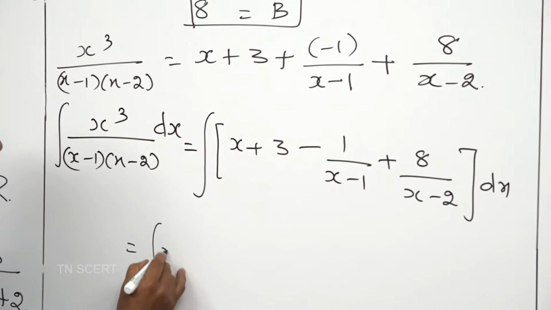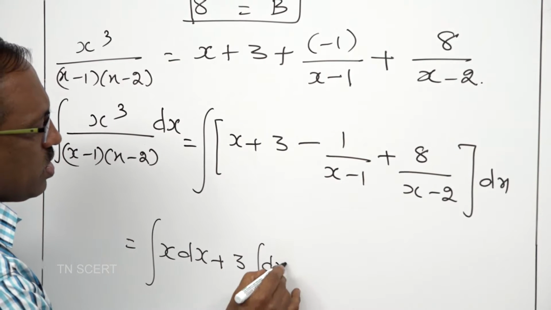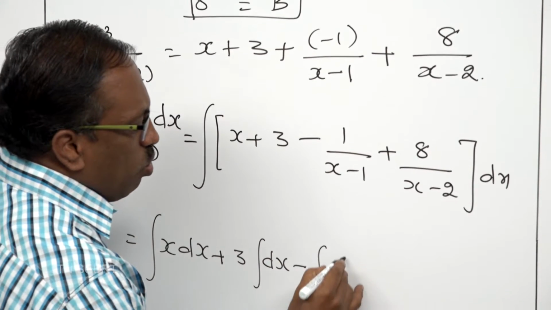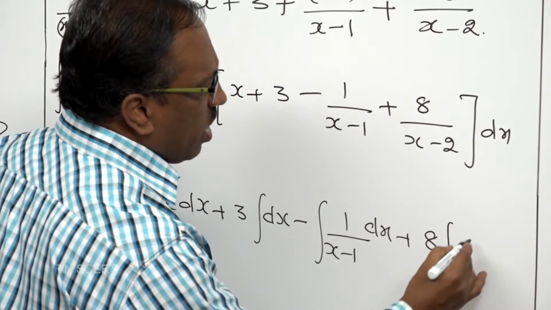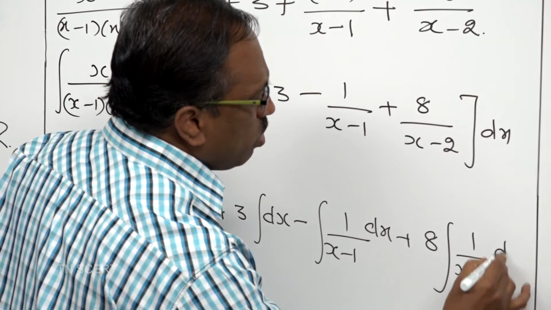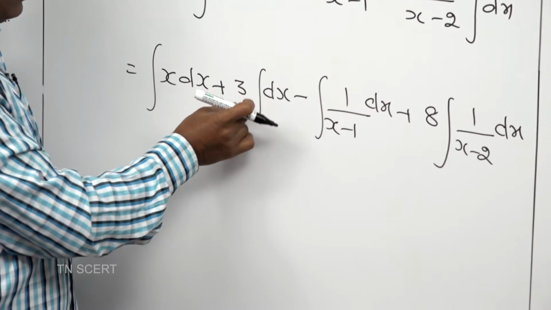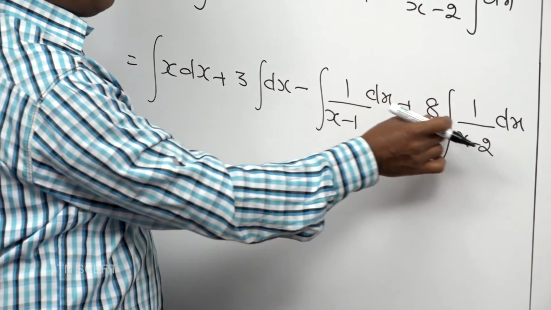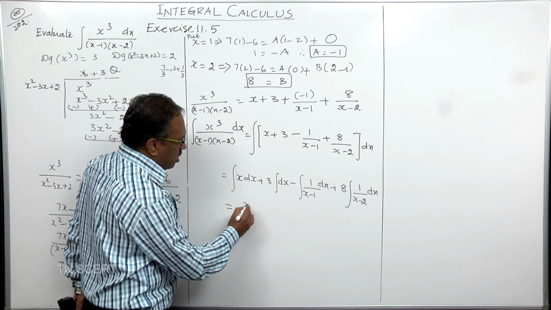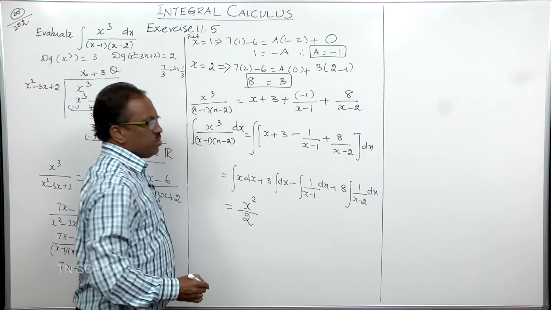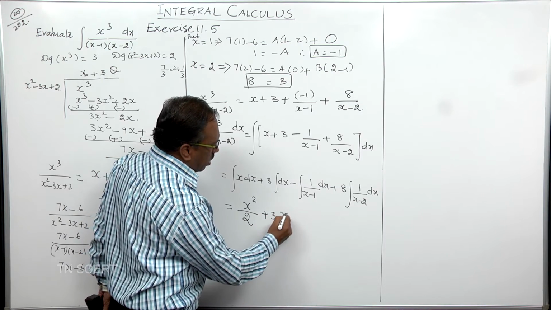So, integral x dx plus 3 into integral dx, negative 1 by x minus 1 dx plus 8, you take out of integral, 1 by x minus 2 dx. This is the way. Now, for integral x dx, as you know, that is x squared by 2. Integral dx, that is simple integration, that is 3x.